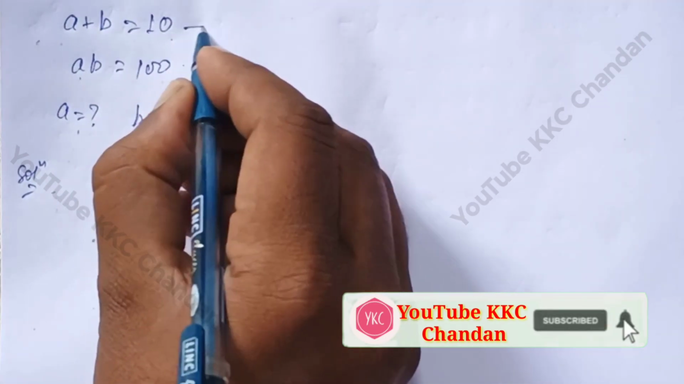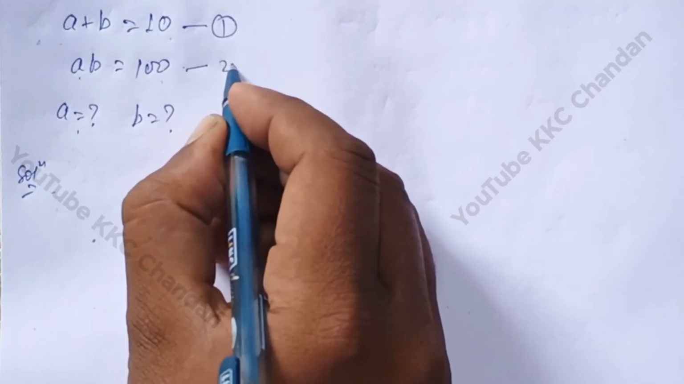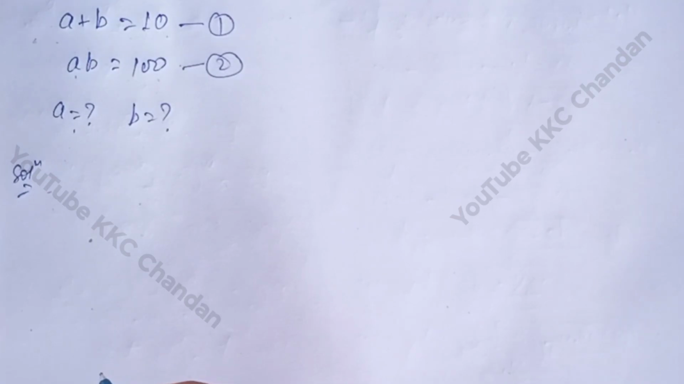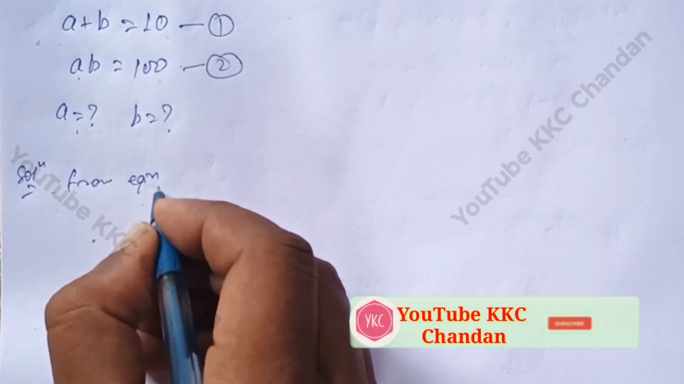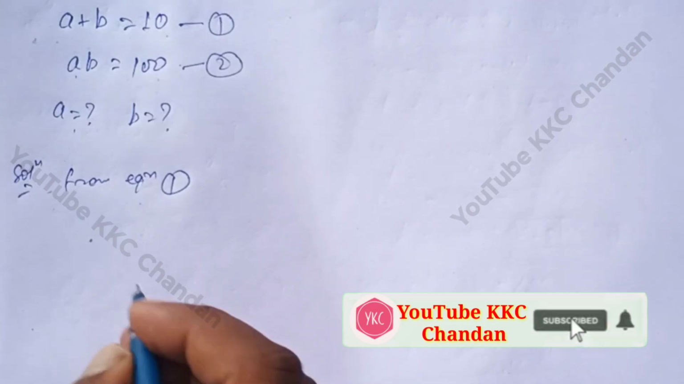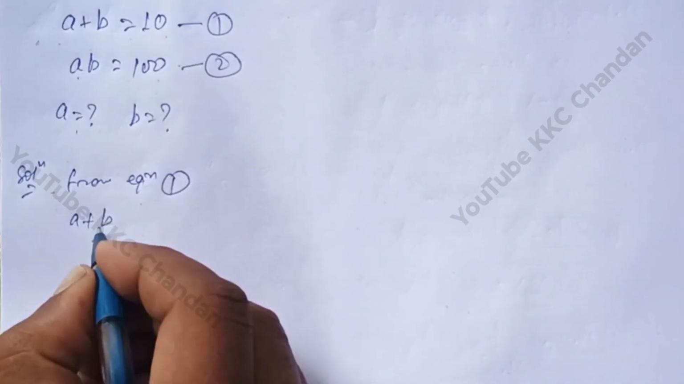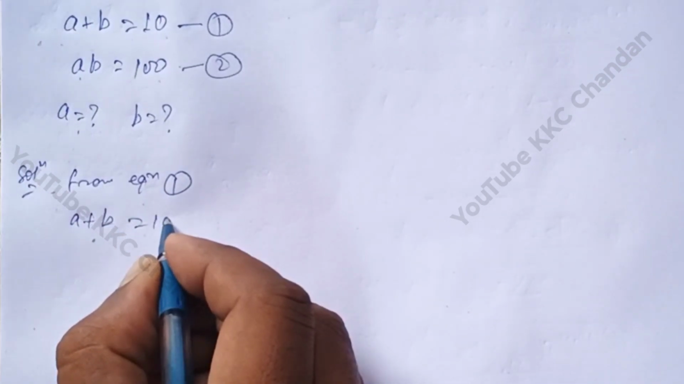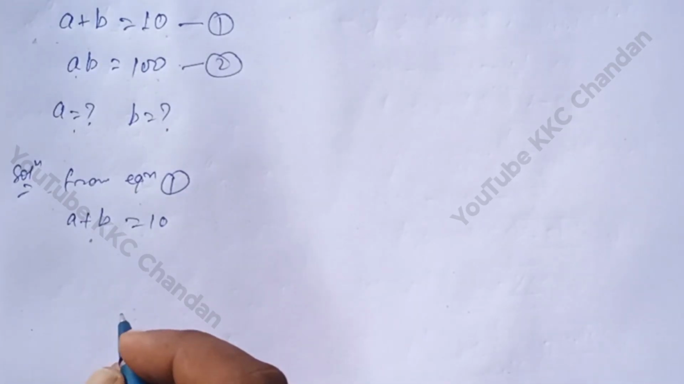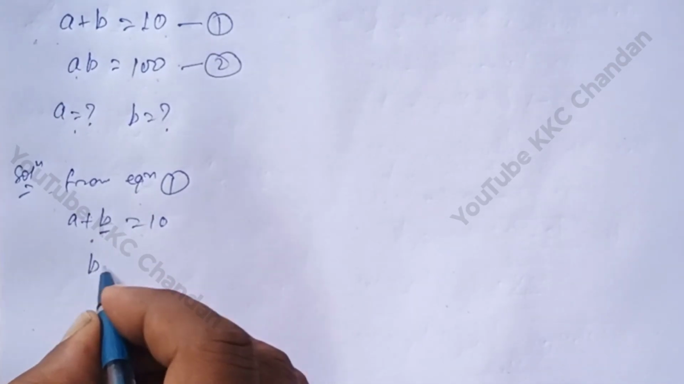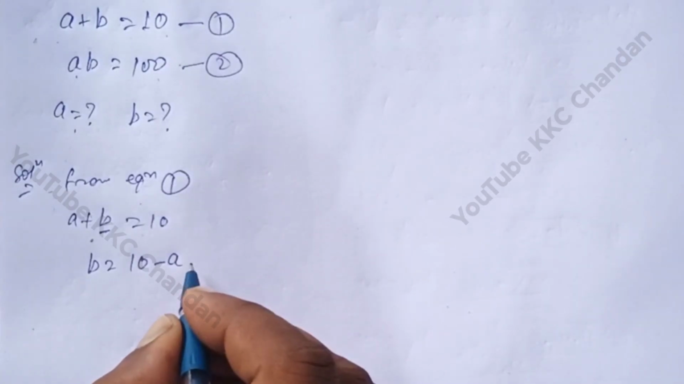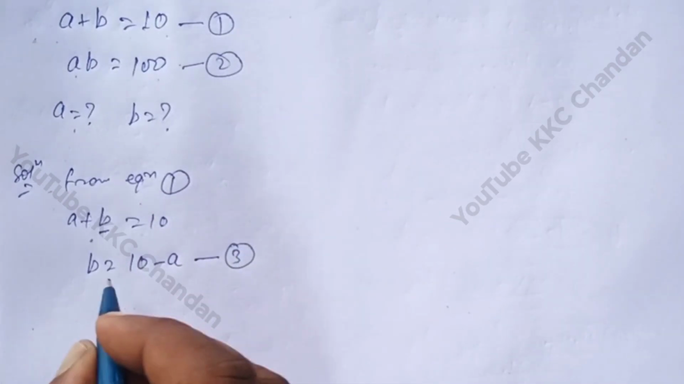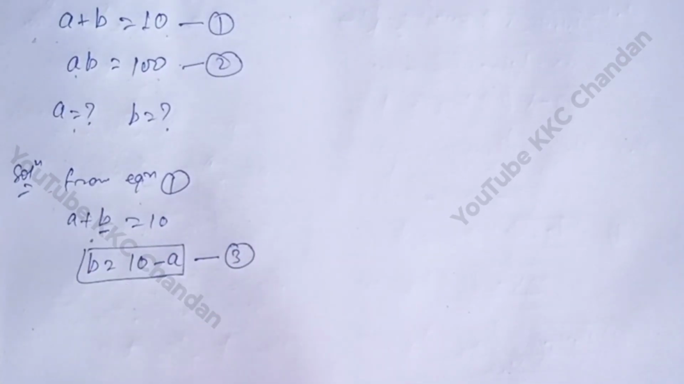This is equation number 1. This is equation number 2. After the next step, see here, from equation number 1, a plus b is equal to 10. After the next step, see here, b is equal to 10 minus a. This is equation number 3.